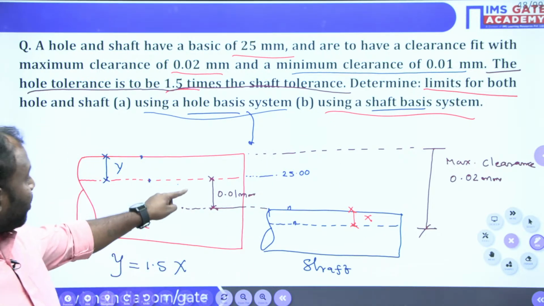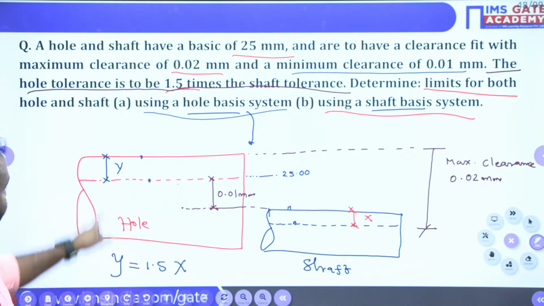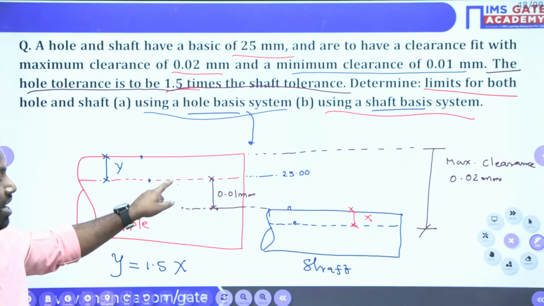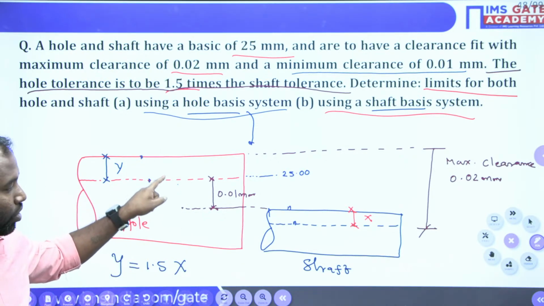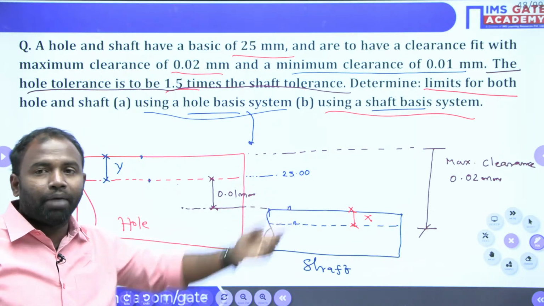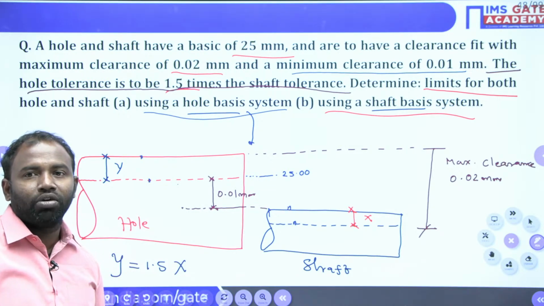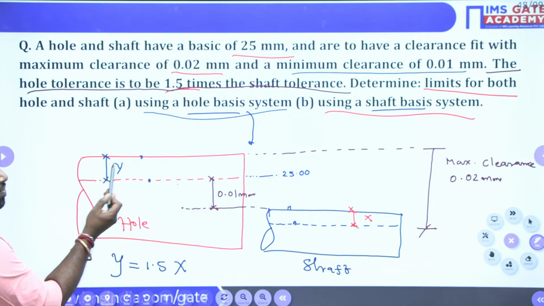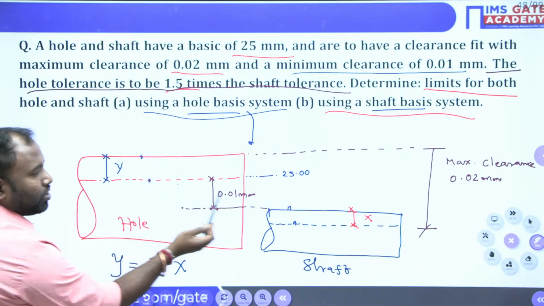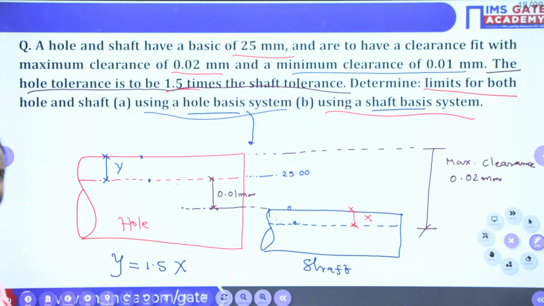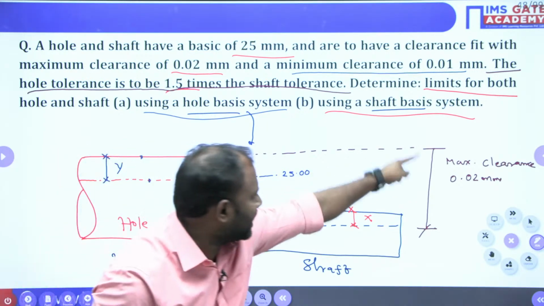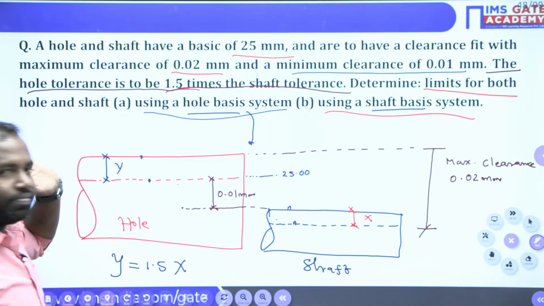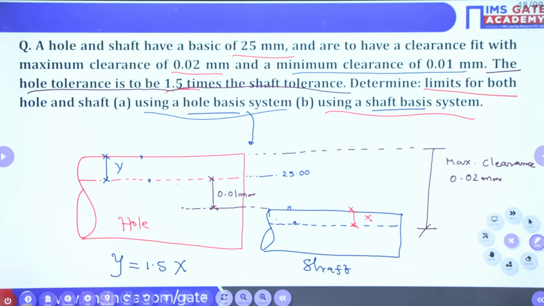Okay. Now from here, I just want to find out x and also y. Then only is it possible to find out the upper limit and lower limit of the hole, and lower limit and upper limit of the shaft. Clear, everybody? Now, can I write like this, guys? y plus 0.01 plus x equal to 0.20, because maximum clearance is equal to x plus 0.10 plus y. Isn't it, guys?